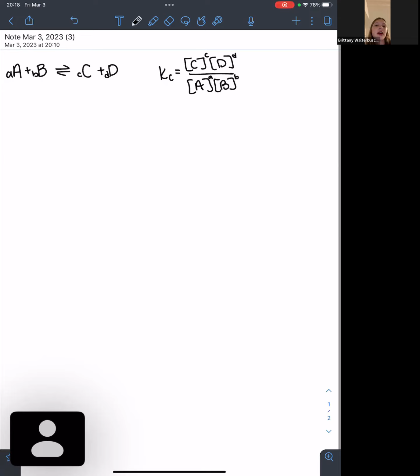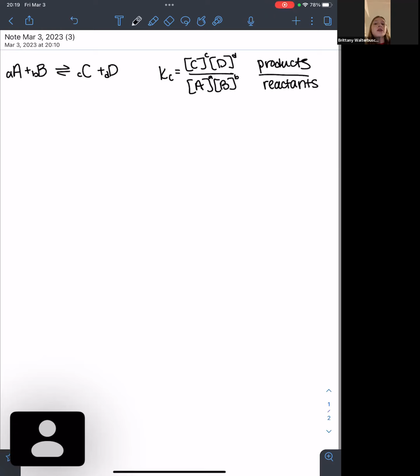So first off, I have a general reaction here in terms of A, B, C, and D, and you can see that when we write our K equation, that's always going to be our products over our reactants.